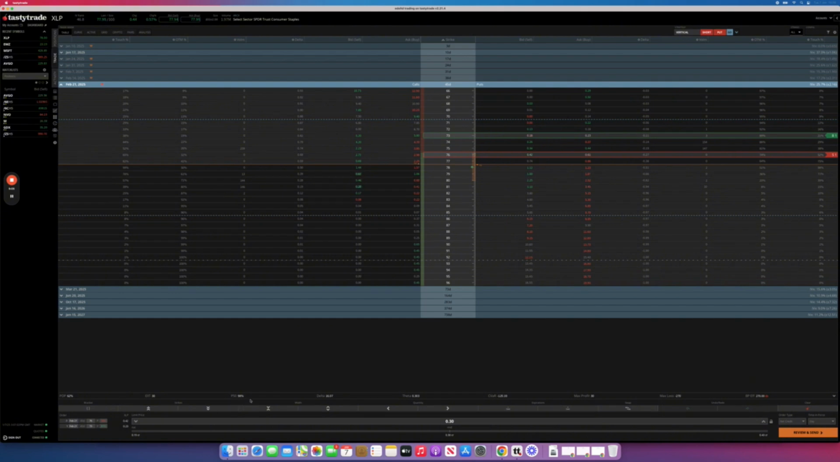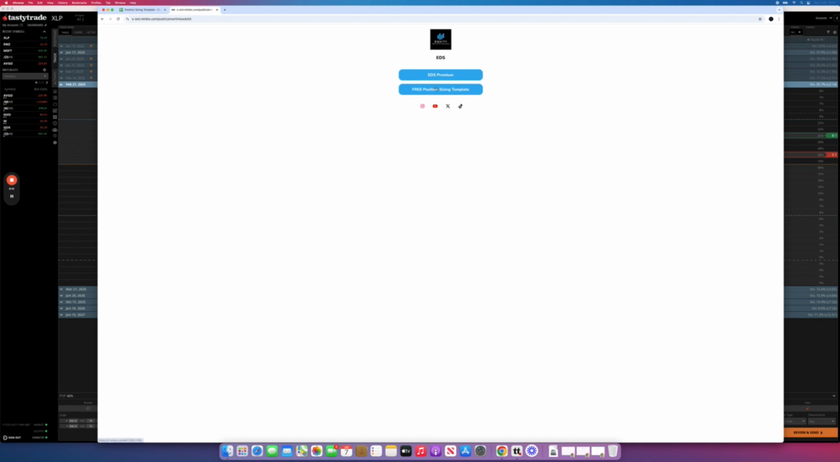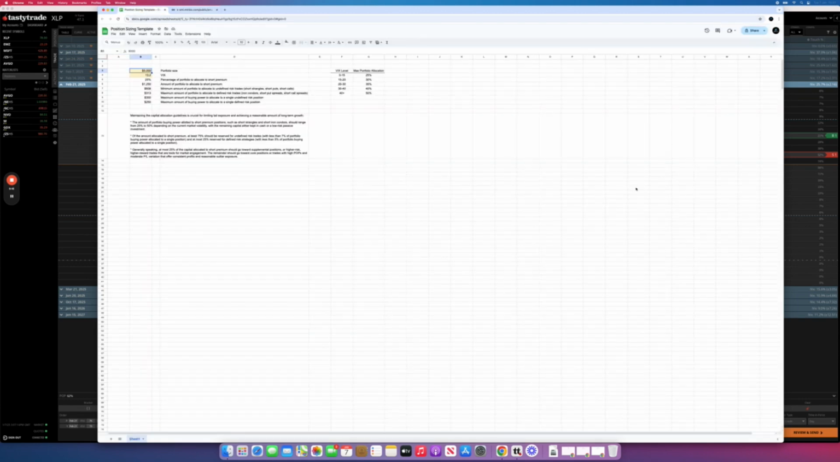Now, how do we know how much buying power we should be allocating to our positions? Well, in order to figure that out, we've got a free position sizing template that everybody can get a copy of. The way it works is you enter in the size of your portfolio, you then enter in whatever the current VIX level is, and everything will then be automatically calculated for you. All you need to do is use this information to form the backbone of your portfolio.